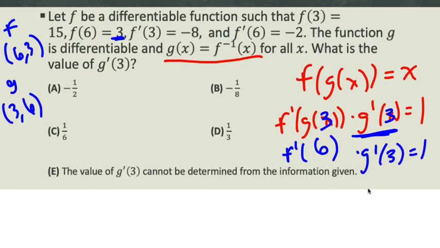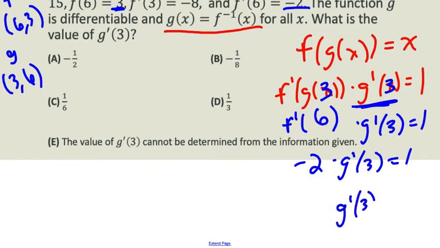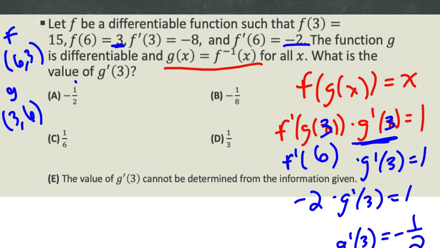So now we come up here and we see, okay, well, what is f prime of 6? Well, f prime of 6 is negative 2. So we have negative 2 times g prime of 3 equals 1. That means that g prime of 3 is equal to negative 1/2. Final answer.